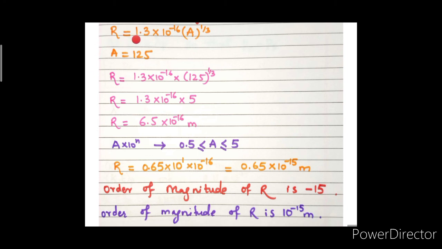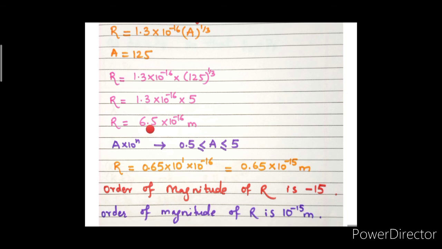As r is given 1.3 into 10 raised to minus 16 A raised to 1 upon 3 and the value of A is given 125. So, here we have to substitute the value of A as 125, and cube root of 125 is 5. So, let us simplify this equation, and the multiplication we are getting is 6.5 into 10 raised to minus 16 meter. Now, after getting this value, we have to convert the number in the format a into 10 raised to n, where the value of a should be in between 0.5 to 5. As here a is 6.5, it is greater than 5.